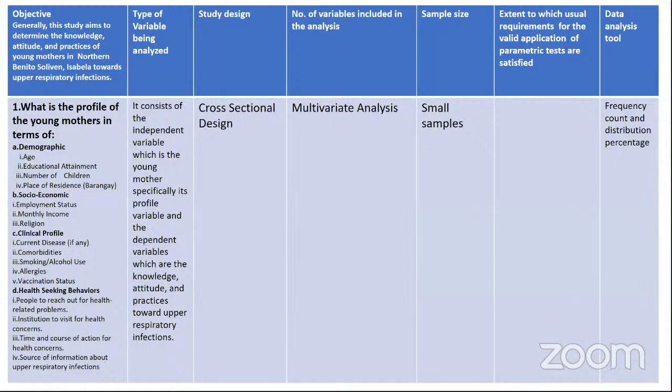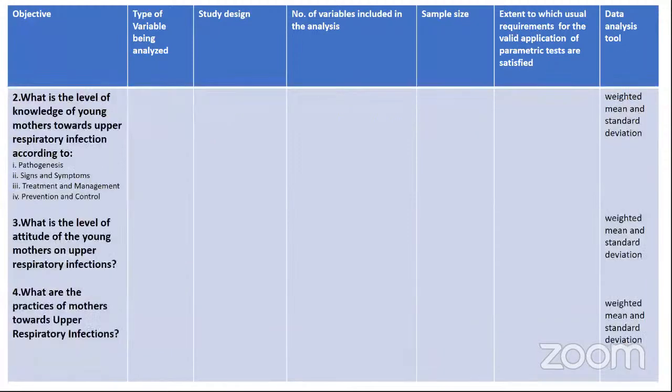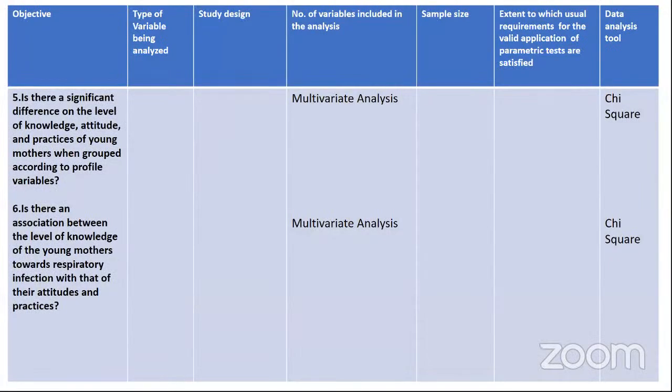So the researchers will employ a cross-sectional design for our study. The researchers will use survey questionnaires for the respondents, and the researcher will be the one who will administer the questionnaires to the respondents. And the number of variables included in the analysis is multivariate, since we want to determine if there's a significant difference on the level of knowledge, attitude, and practices of young mothers when grouped according to profile variable.